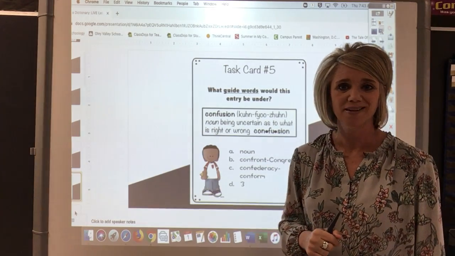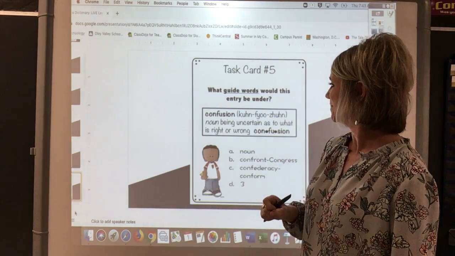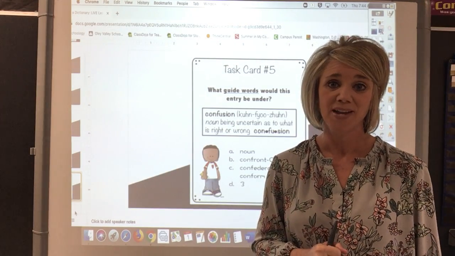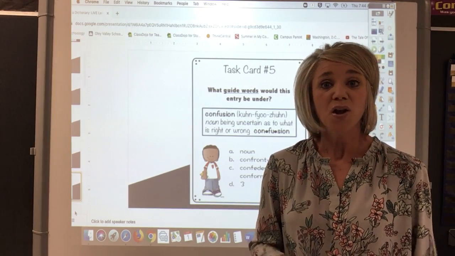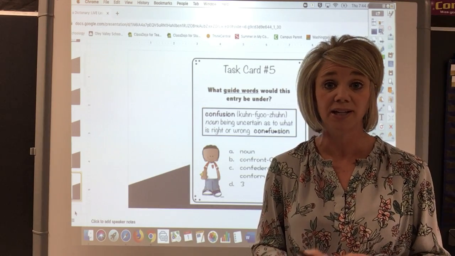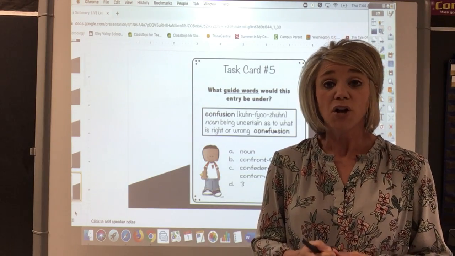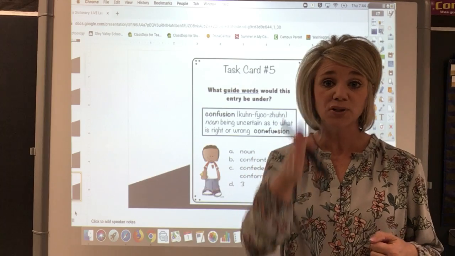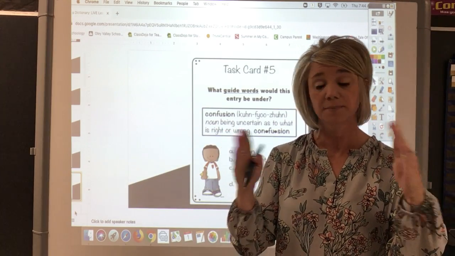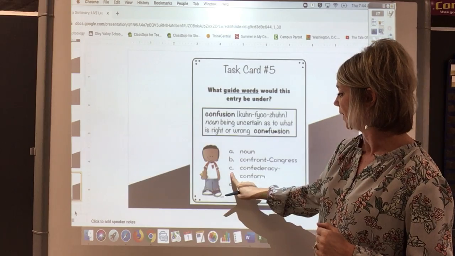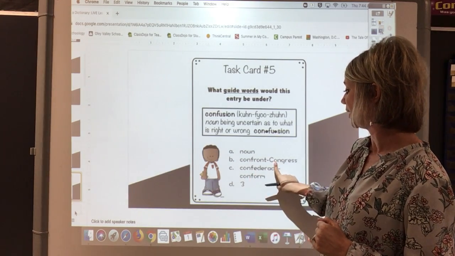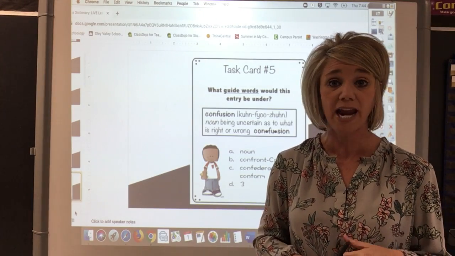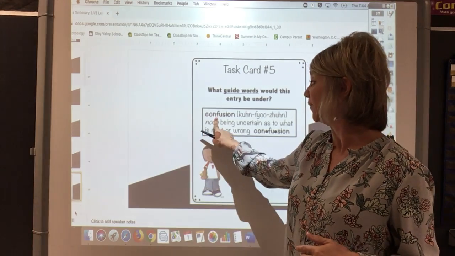The last card I want us to work through is this one. What guide words would this entry be under? And this is a little bit more tricky. We have to remember that the dictionary is written in alphabetical order. So the entry word needs to fit right in between our 2 guide words. We have 2 options for guide words: confront and congress, or confederacy and conform. Let's take a look and figure out where confusion fits.